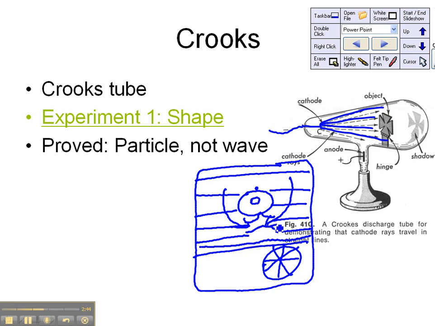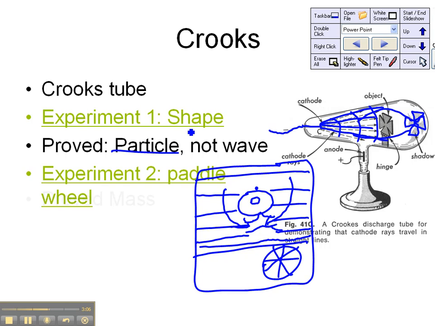They're going to bend. Now, if this green fluorescence was a wave coming through here, it would bend around the shape and it would give the shape a fuzzy edge. But since it had a clear edge, he used that as evidence to say, oh, it has to be a particle, it cannot be a wave. So what did he do? He proved it was a particle, not a wave.